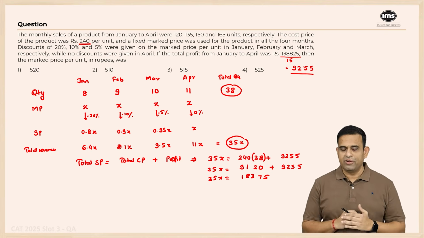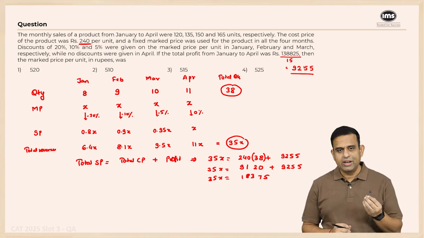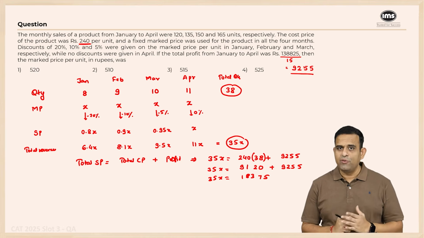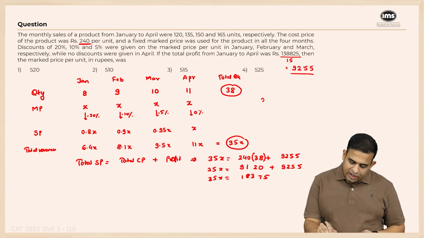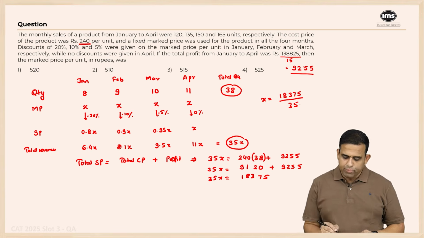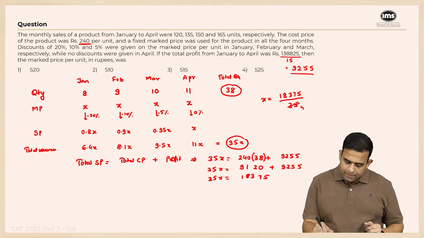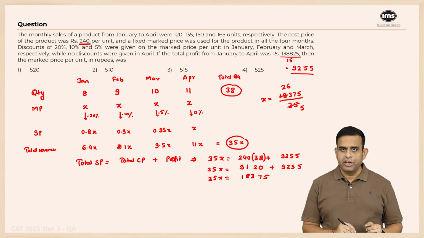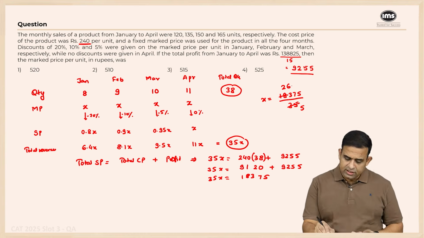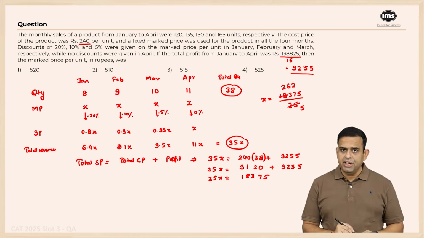Again, you can take the help of a calculator, or you can simply divide 18375 by 35 to get the required answer. So the required value of x must be equal to 18375 divided by 35. Definitely this number should be divisible by both 5 as well as 7. Suppose I take 7 first: 7 fives are 35, 7 twos are 14, so 43 will remain. 7 sixes are 42, so 1 will remain. 7 twos are 14, 3 will remain.